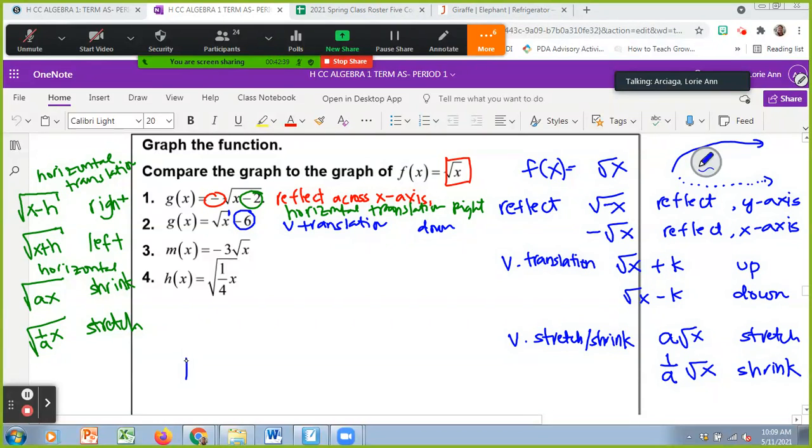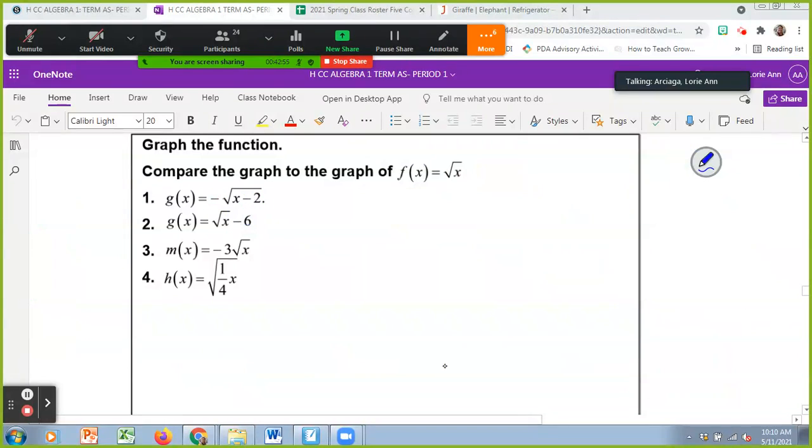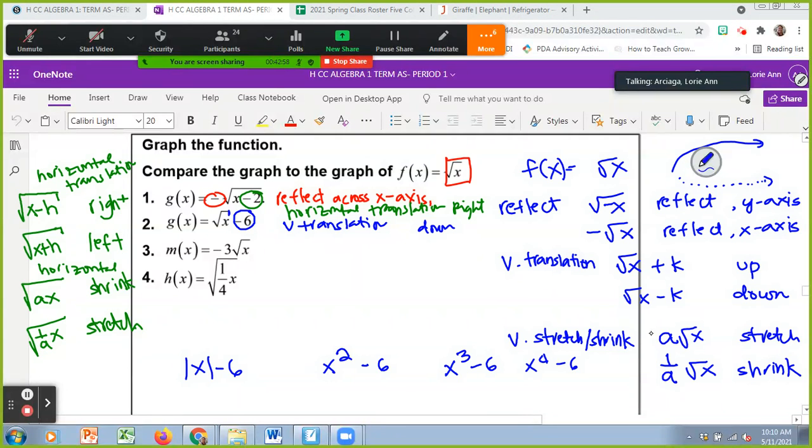That's what we mean. If I give you something like absolute value of x minus 6, you're going to give me the same answer. If I give you something like x squared minus 6, you're going to give me the same answer. And when you go to algebra 2, you're pretty much just changing the function to something like this. If you understand your transformations, you're going to be very, very good at graphing in the future.